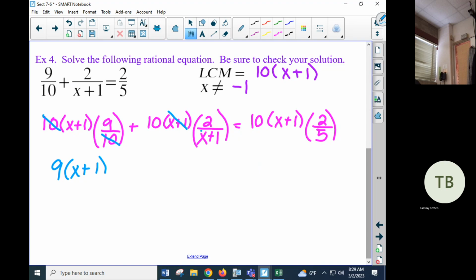Here, I have an x plus 1 on top and bottom, so those are gone. And 10 times 2 is 20. Here, I have a 5 on the bottom and a 10 here. So 5 goes into 5 once, 5 goes into 10 twice. So here's what I have left here. I have 2 times 2 times x plus 1. So I would just multiply these two numbers. 2 times 2 is 4, and that's times x plus 1. Okay. And again, if you wanted to save time, you could have thought of this as 4 times this and distributed the 4 as you wrote it down if you wanted to save a step there.